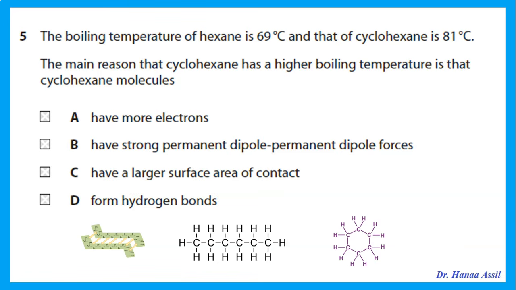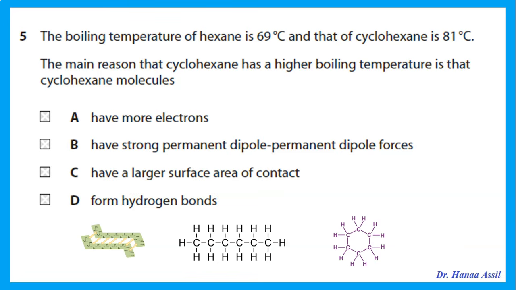But let us look at the choices. We're saying, first of all, he's saying cyclohexane has higher boiling temperature. And the question is why? Is it because they have more electrons? No, actually, cyclohexane is C6H12. Now, the straight chain is C6H14. So actually, the straight chain hexane has more electrons than the cyclohexane.